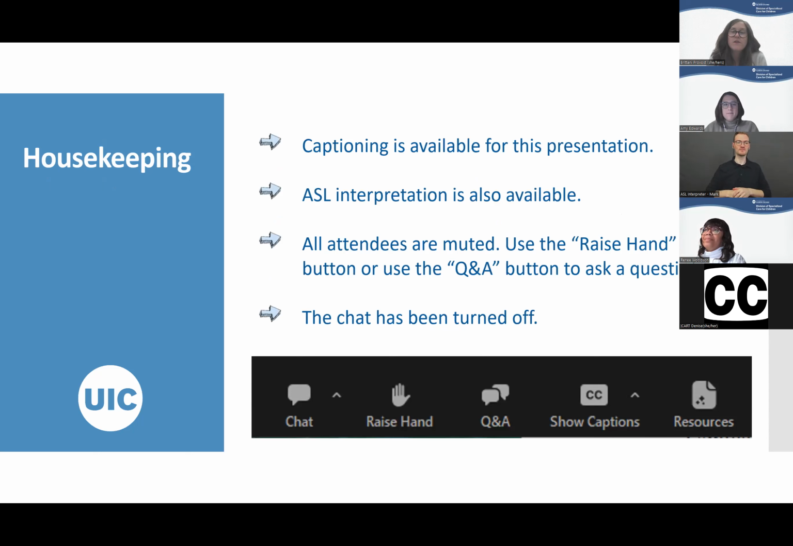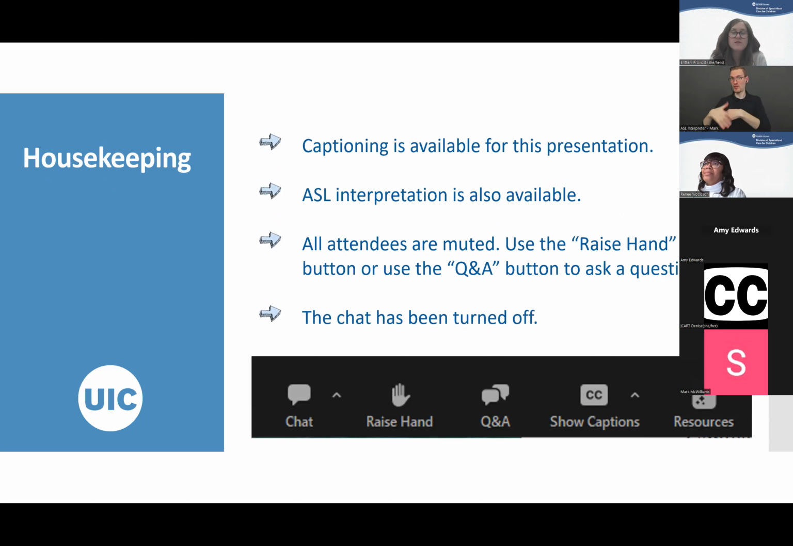Captioning is available for the presentation. If you want to use captions, at the bottom of your screen, you should see the Show Captions button. It has a CC in the middle of it. If you click to turn that on, you'll be able to see the captions. ASL interpretation is also available. You'll see that we have ASL interpreters pinned, so you can see the ASL interpretation as it's going on.